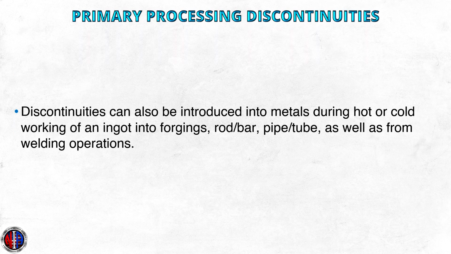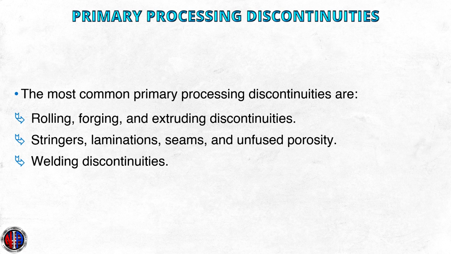Primary processing discontinuities. Discontinuities can also be introduced into metals during hot or cold working of an ingot into forgings, rod, bar, pipe or tube, as well as with welding operations. The most common primary processing discontinuities are rolling, forging, and extruding discontinuities, stringers, laminations, seams, and unfused porosity, and the various welding discontinuities.